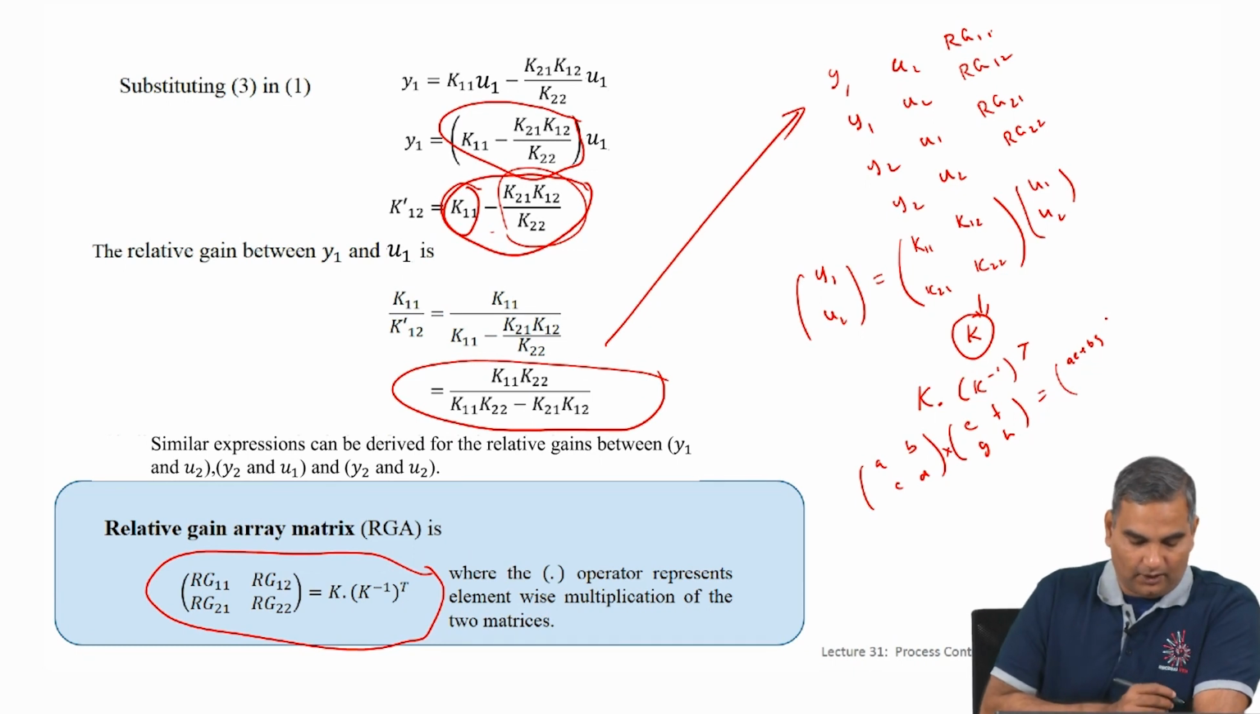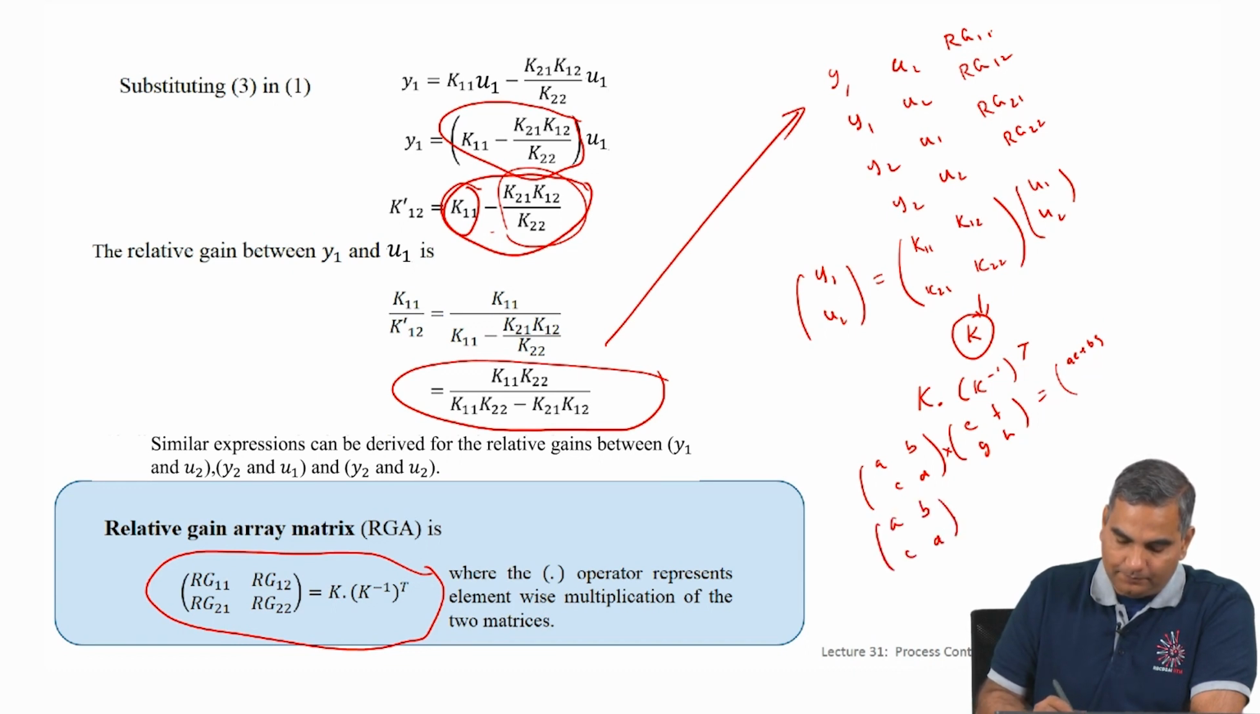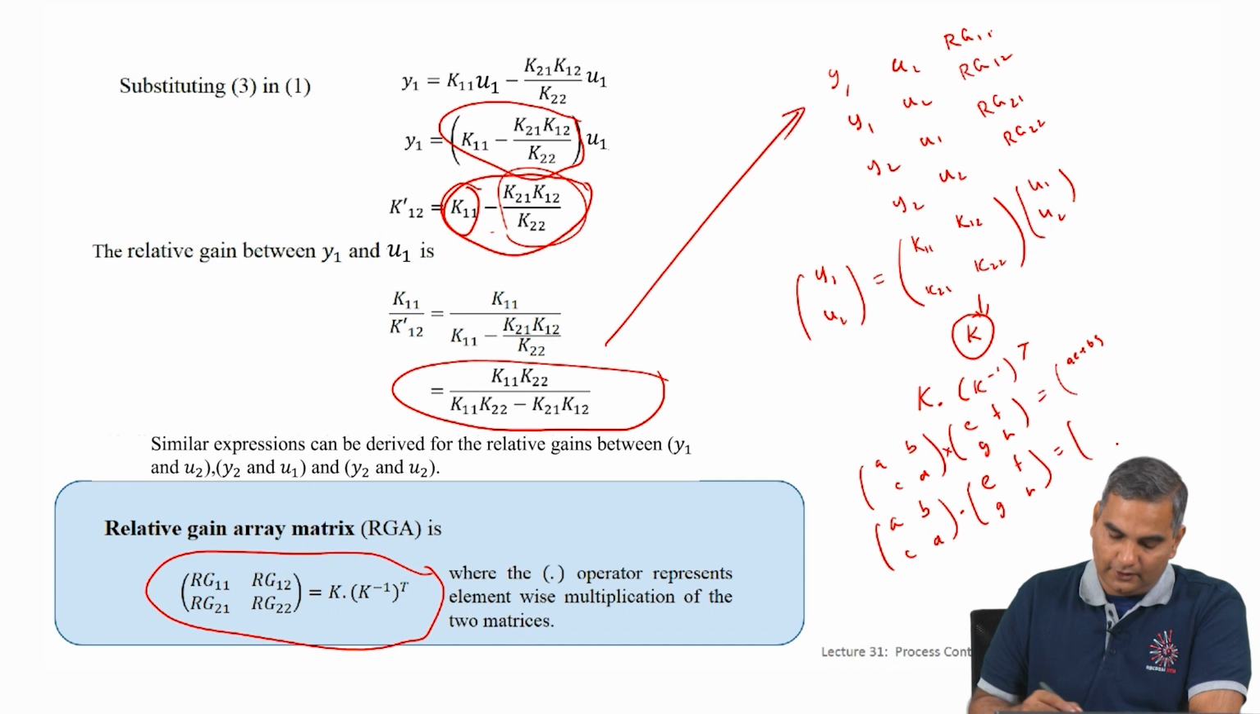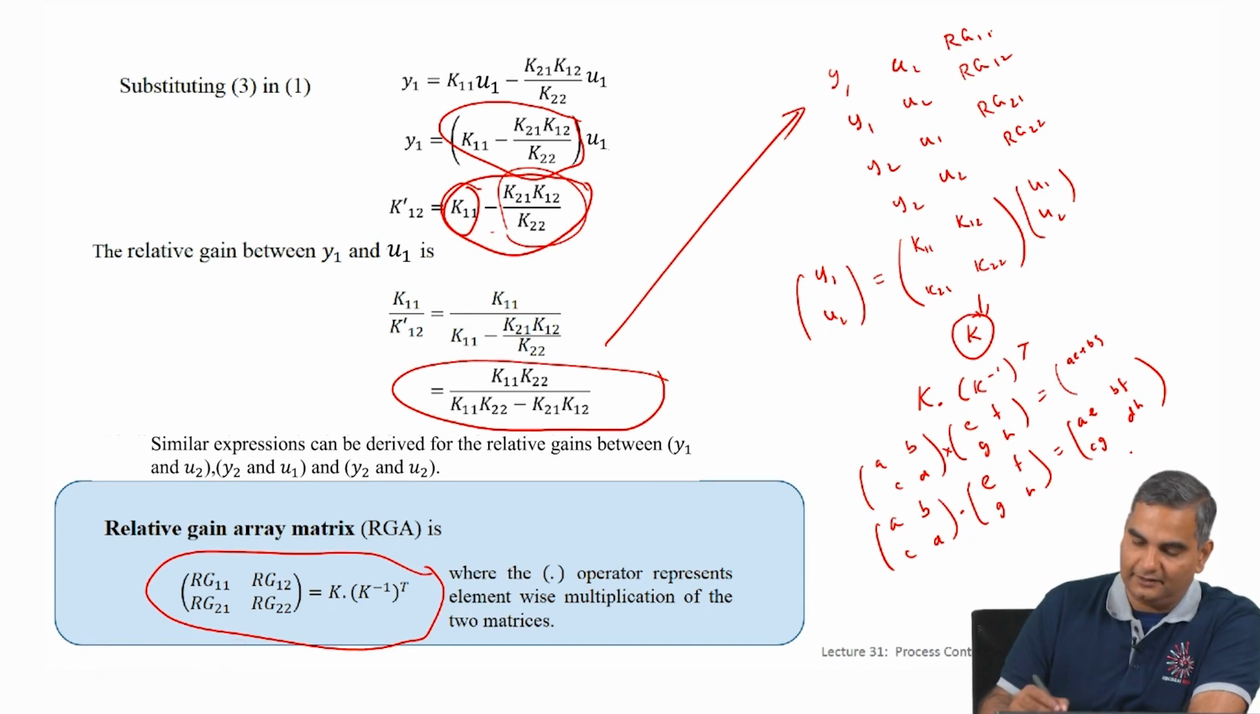Now, there is this dot operation, which is an element wise multiplication, and it is very simple. If it is A, B, C, D dot E, F, G, H, then you simply multiply element by element. The first element of this operation will be AE, this will be BF, this will be CG and this will be DH. So, this is element by element multiplication, which is different from standard matrix multiplication.